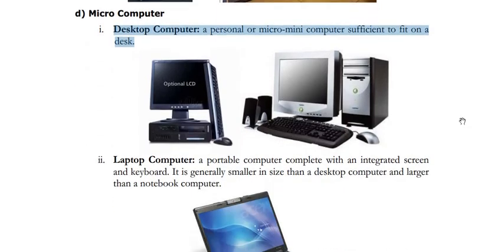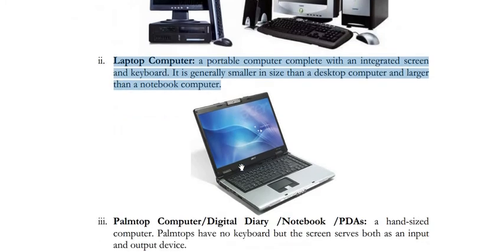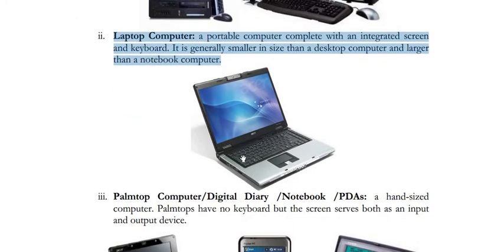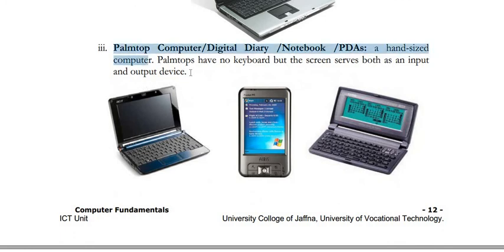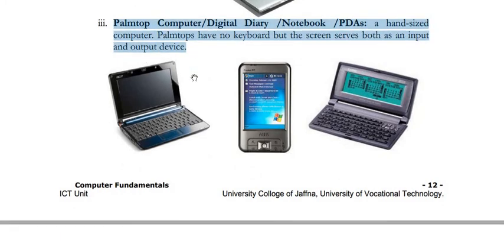D. Microcomputer. 1. Desktop computer. A personal or micro-mini computer sufficient to fit on a desk. 2. Laptop computer. A portable computer complete with an integrated screen and keyboard. It is generally smaller in size than a desktop computer and larger than a notebook computer. 3. Palmtop computer / Digital diary / Notebook / PDAs. A hand-sized computer. Palmtops have no keyboard but the screen serves both as an input and output device.